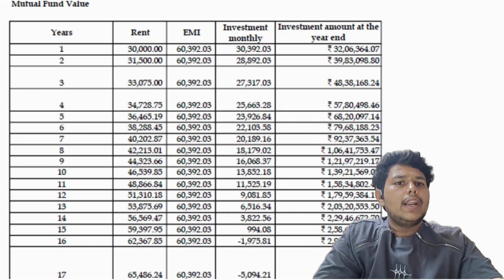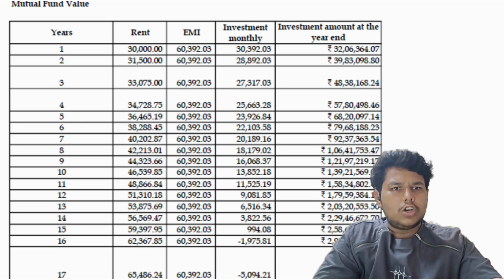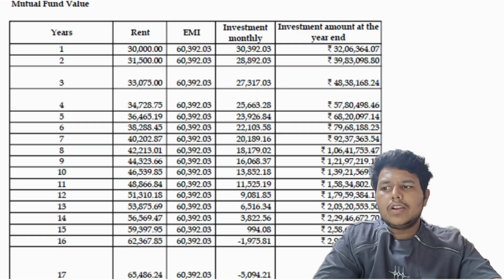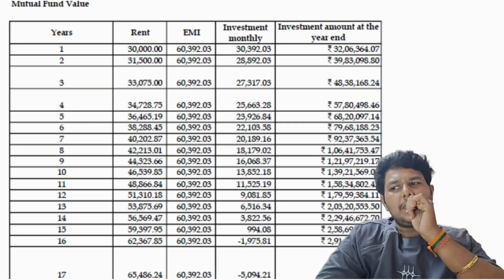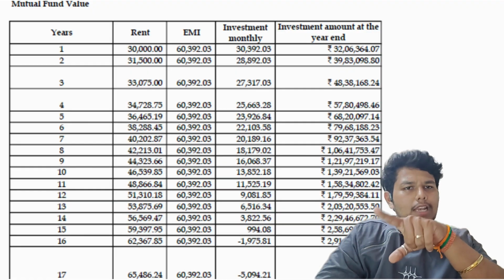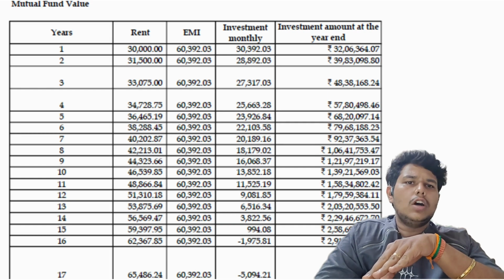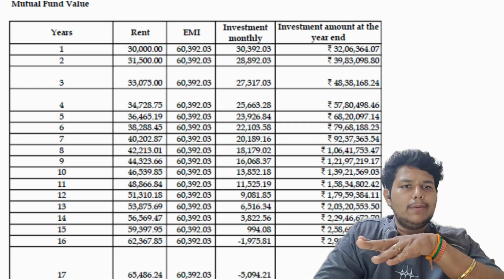The second column is the rent. Each and every year your rent will increase by the percentage which you have mentioned in the inputs column. In our case it is around 5%. For example, the first year it is 30,000, the second year it has become 31,500, and the third year it increases even more. After that you will see EMI in the H column. This EMI is nothing but the EMI that we calculated here. It is picking up values from there. The next column is investment monthly, which is nothing but rent minus the EMI.